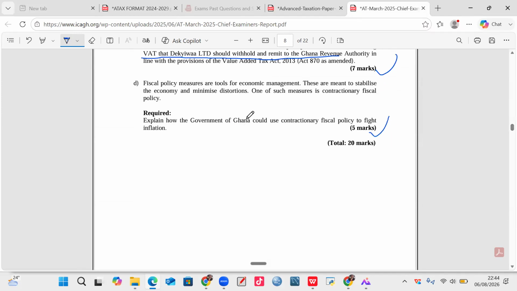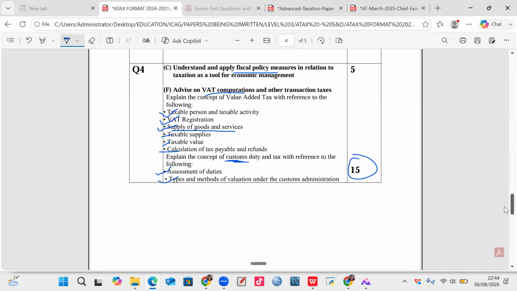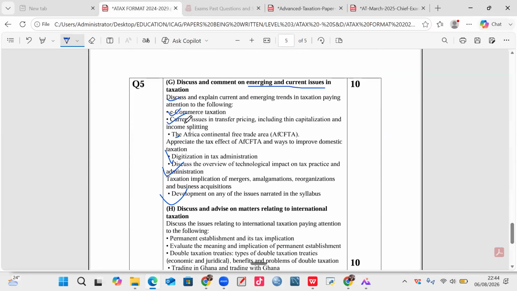The 5-year goes for the fiscal policy. Explain how the government of Ghana could use contractionary fiscal policy. That's it. So please, in a nutshell, what I'm trying to say is that they will not set questions outside the scope of the syllabus. And it's the standard. So whatever the lecturer will solve with us, computationally, theoretically, we should be able to solve the same questions.